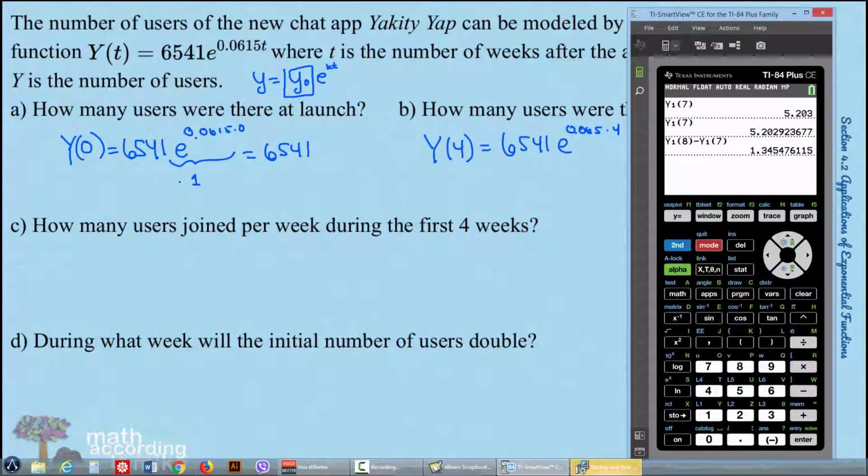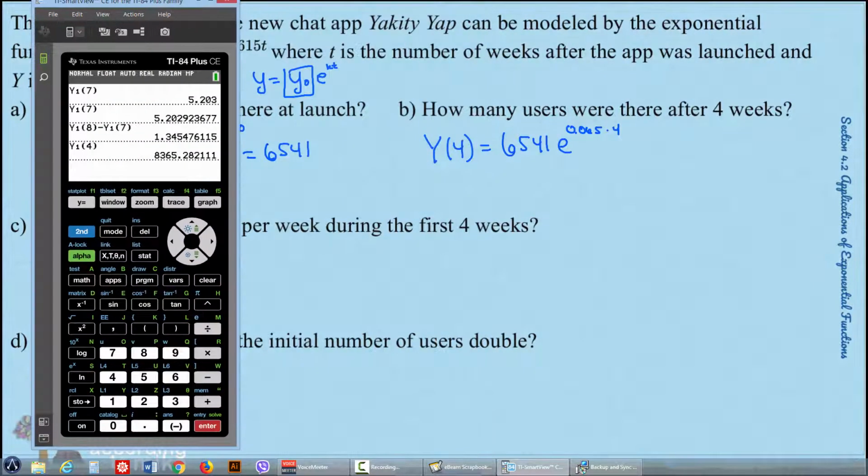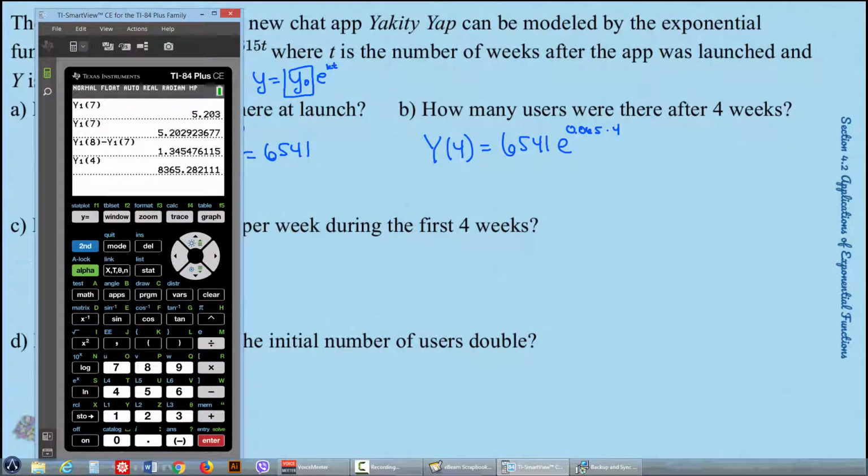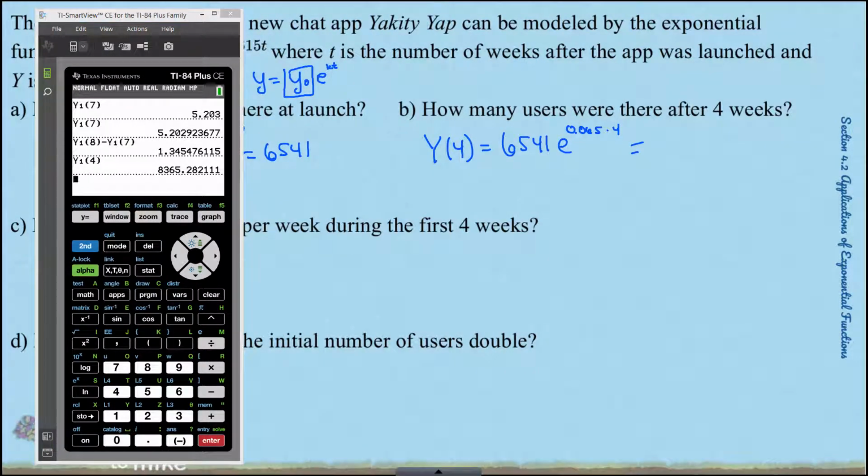Okay, since we previously did y1 of things and I want to go back up some lines, on this style of calculator you would hit second enter and that copies the previous line. I can delete out what I don't want and keep what I did want. After 4 weeks, there's about, we'll go to the nearest whole number, 8365 users.